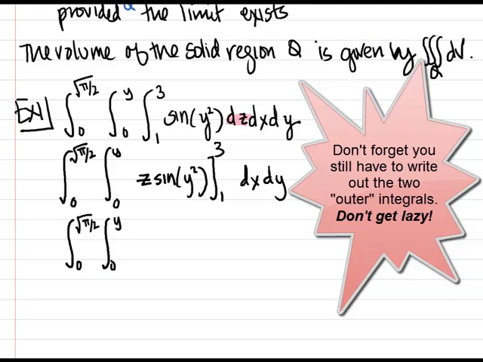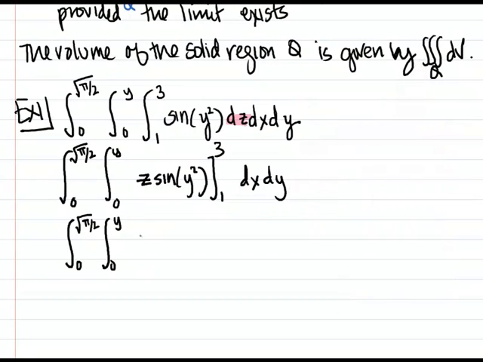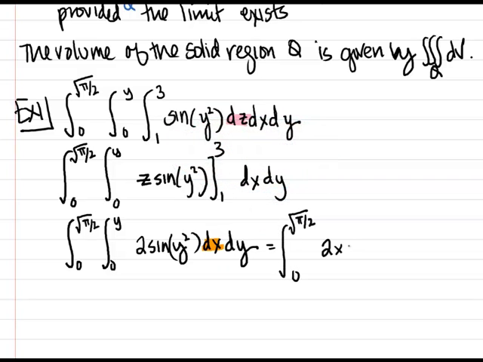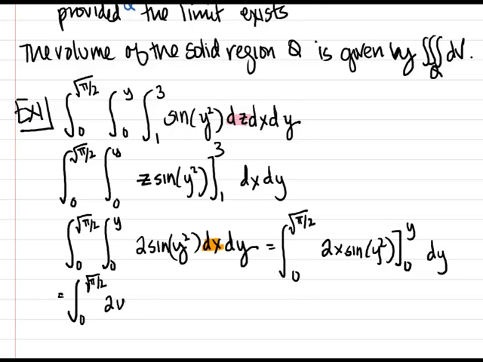So plugging in the 3 and then plugging in the 1, you're going to have 2 sine y squared dx dy. Now integrating with respect to x, here again it's kind of nice because there is no x there, so we'll have 2x times sine y squared from 0 to y dy, and plugging in our y and 0 gives us 2y sine y squared dy.